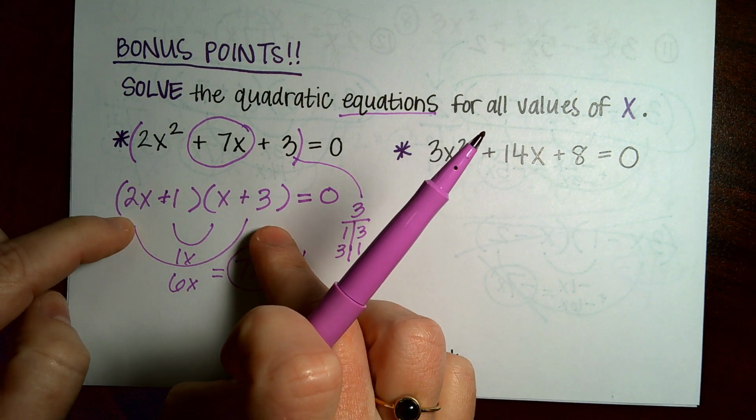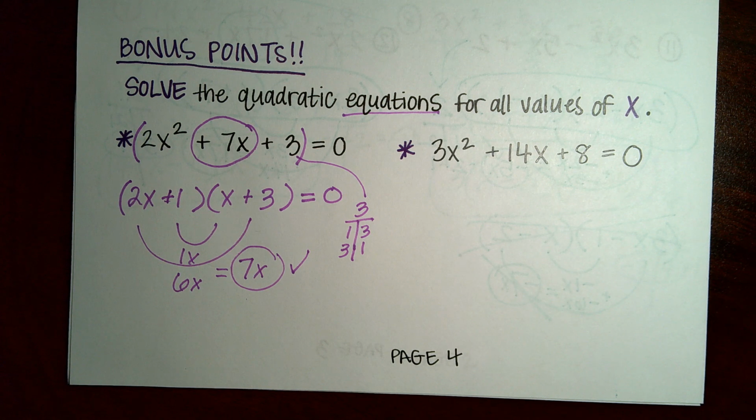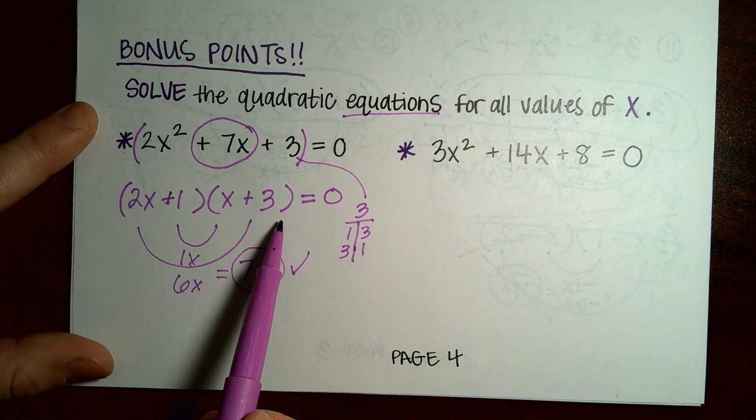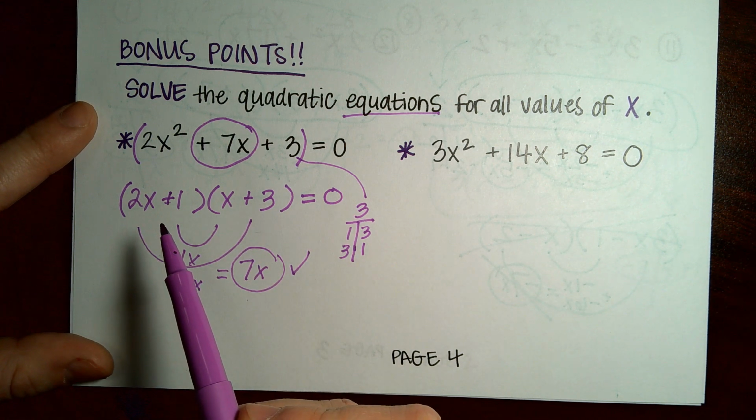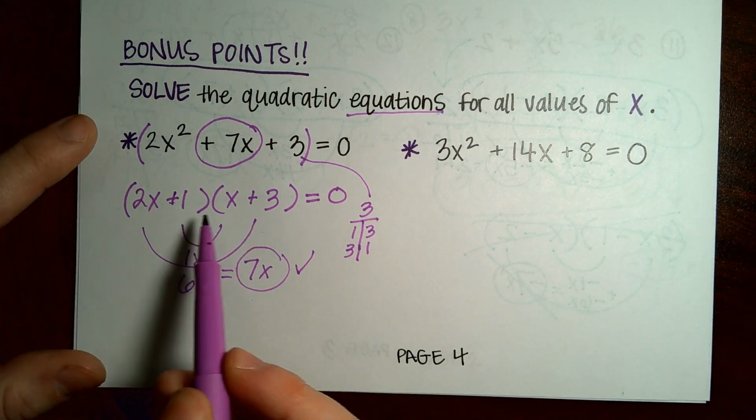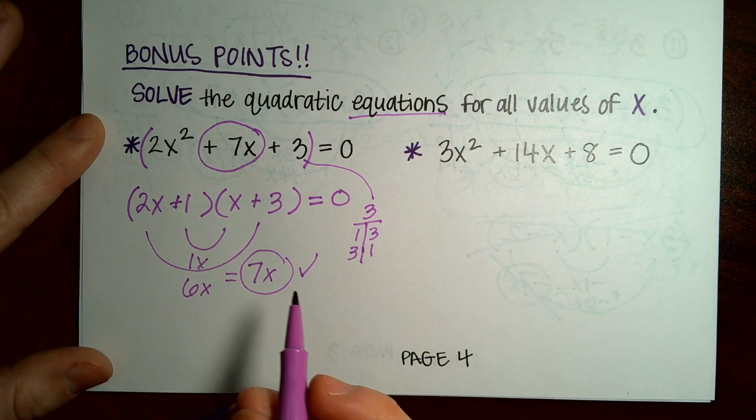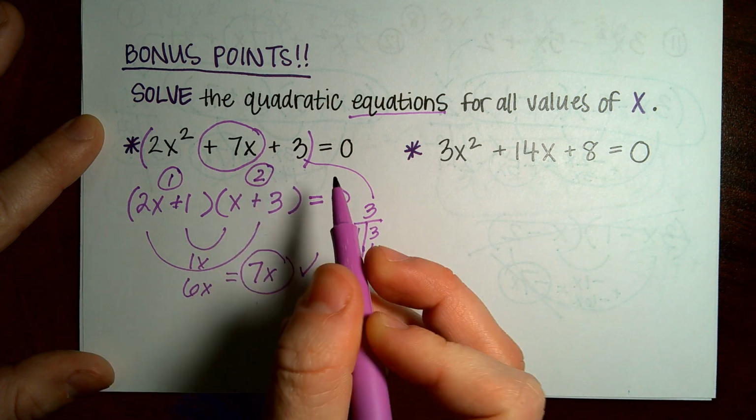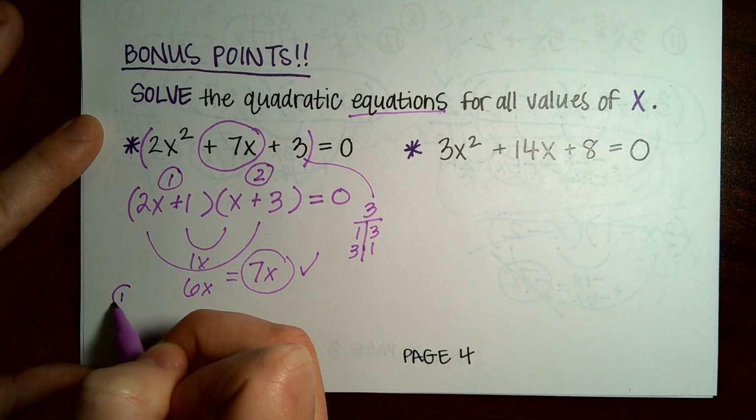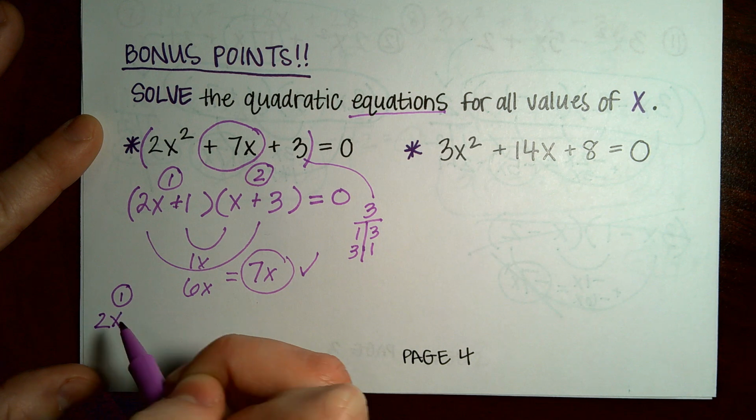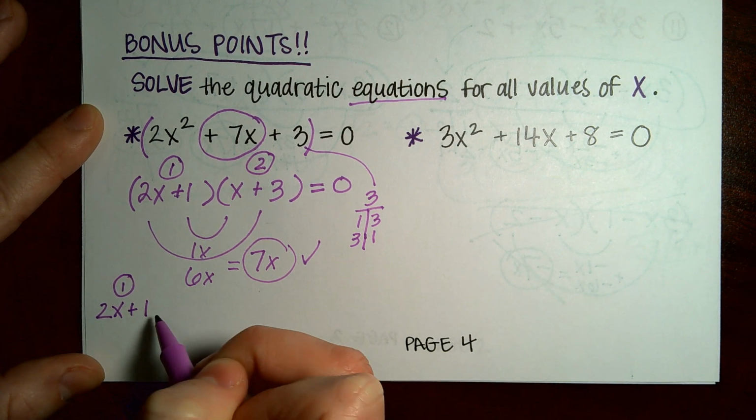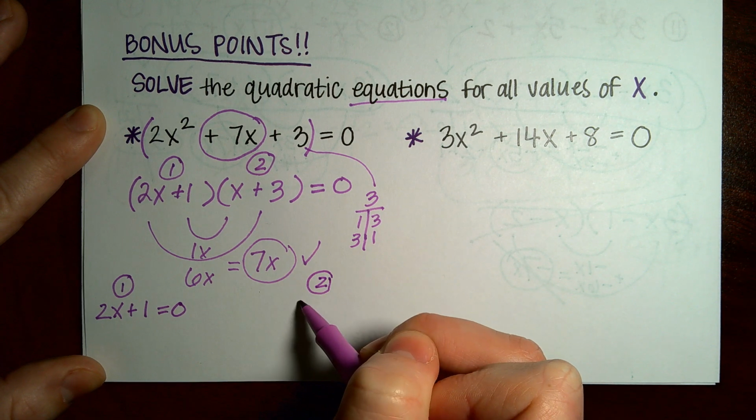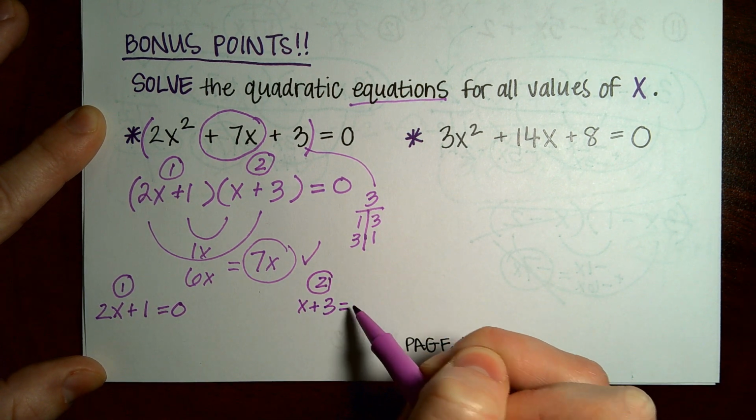We've got our factored form. This is not our last step anymore. Now we see that these are equal to 0, and we want to solve for x. So all we need to do is separate these and solve them both for x. So I'm going to name this one 1 and this one 2. I'm going to pull 1 over here. 2x plus 1 equals 0. And my second one, x plus 3 equals 0.